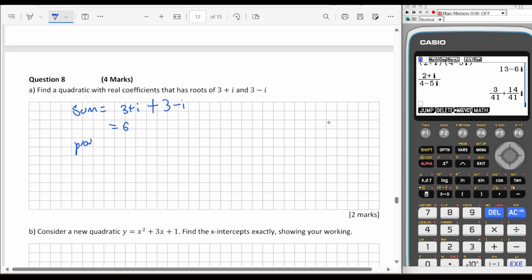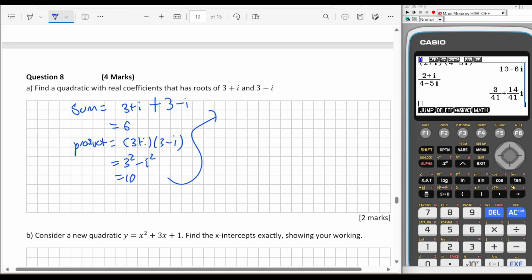And the product is 3 plus i times 3 take i, which is 3 squared take i squared, which is 10. So therefore, the quadratic is x squared take 6x plus 10. So it's always take the sum plus the product. And now it could be any quadratic, so you've got to put a scaling factor out the front, and a is a real number. Now, how do we know we got this right?